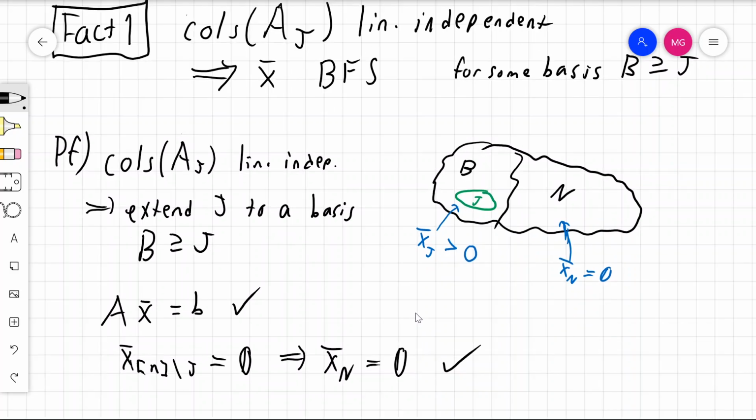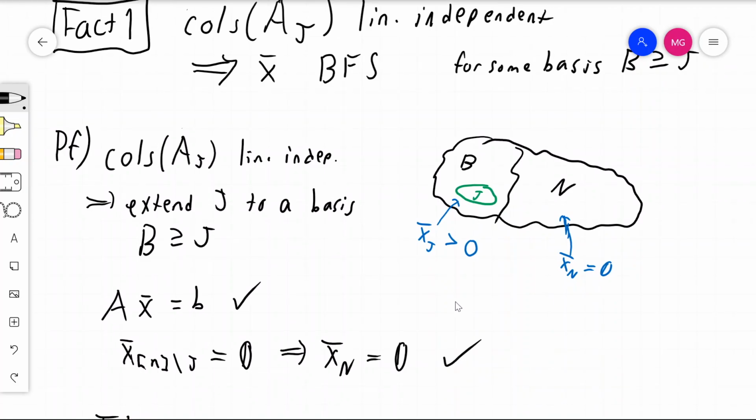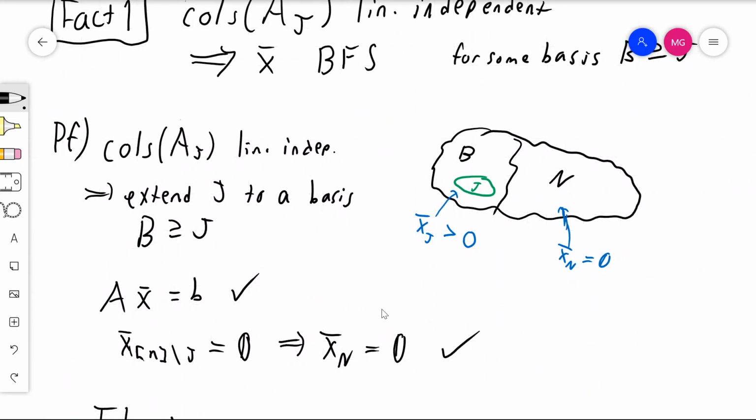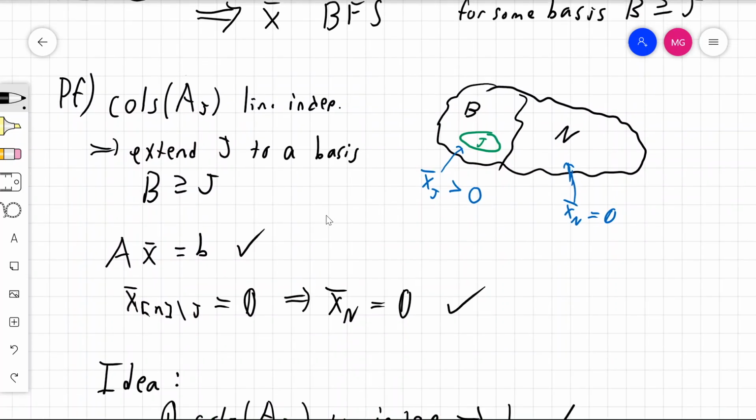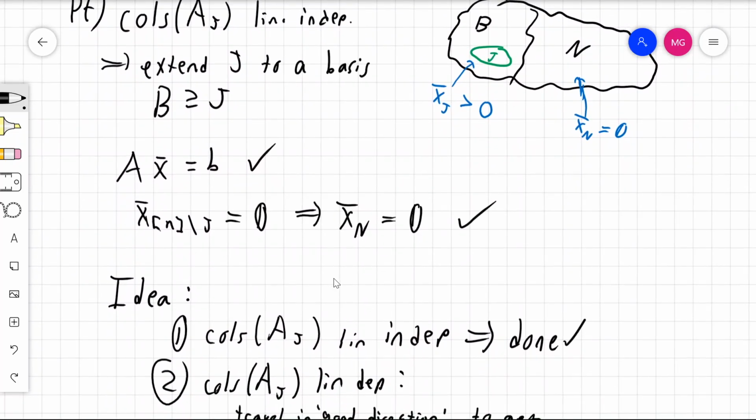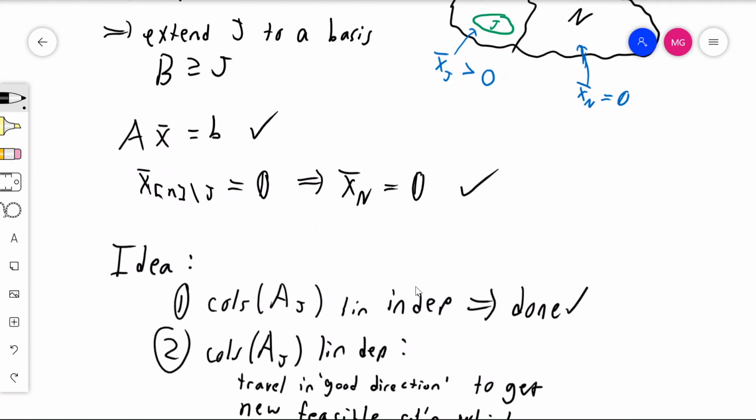So the x bar non-basic components are zeros, and that implies this is a basic solution, and of course it satisfies non-negativity by assumption. That's the third thing. I didn't write that down, but you need non-negativity, which we're assuming. So we have a basic feasible solution, and you get that just by extending the linearly independent columns of A_J to a basis B. So that's how that works. If the columns of A_J are linearly independent, we're already done. We already have our basic feasible solution.